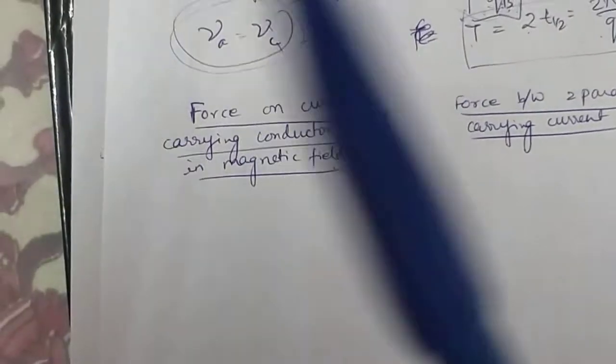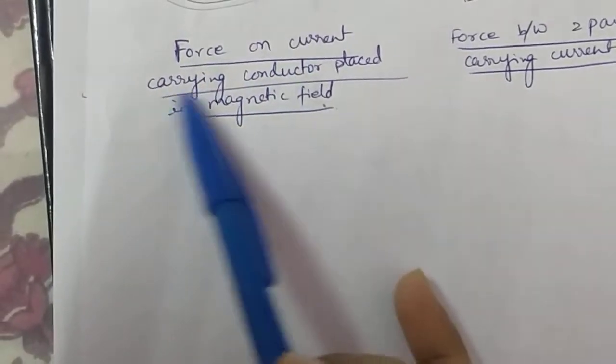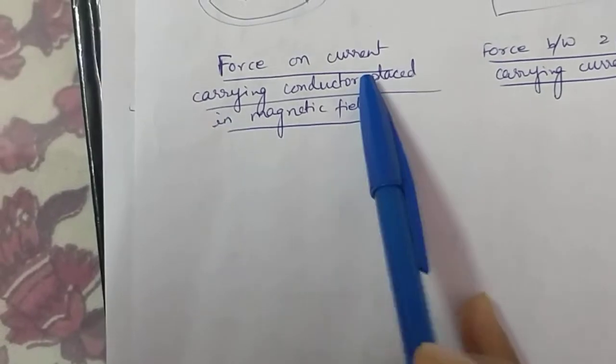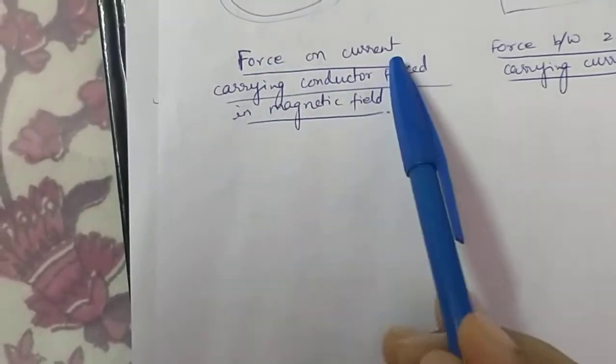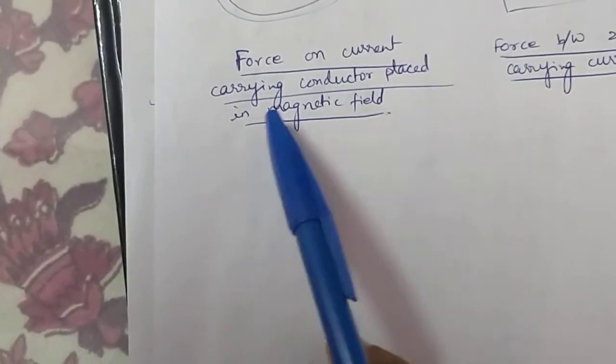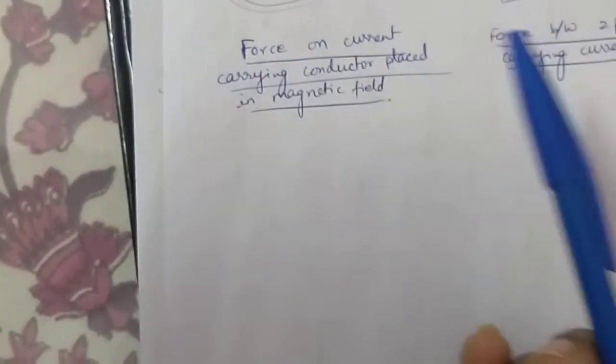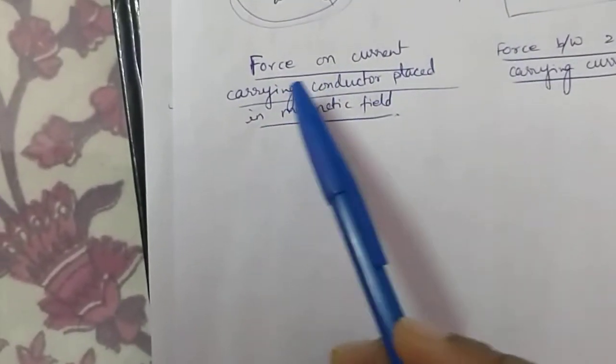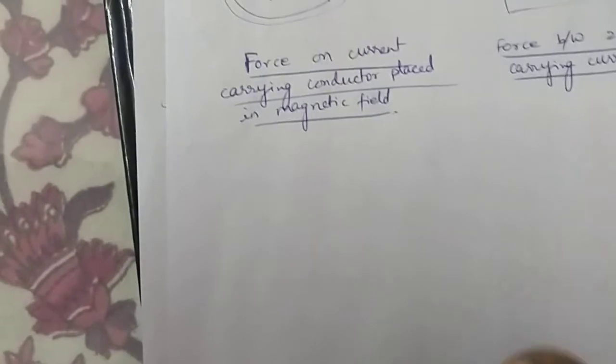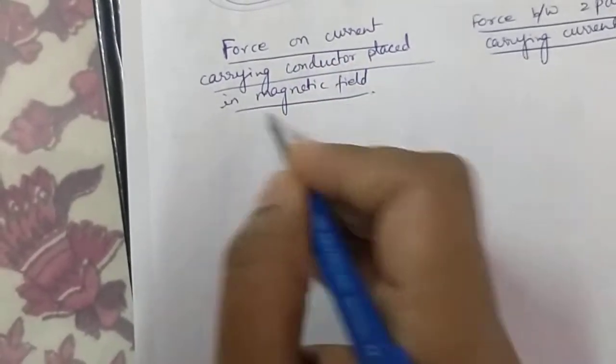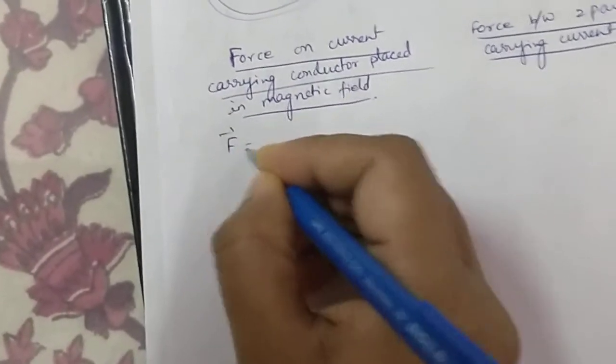Okay, children. So now the next topic is force on a current carrying conductor placed in a magnetic field. Already you know that there is a force which acts on a charged particle which is moving in a magnetic field region. So if a charged particle is moving, it's like a current. So any current carrying conductor will also experience magnetic force in a magnetic field. Okay, and the force is given by a formula.